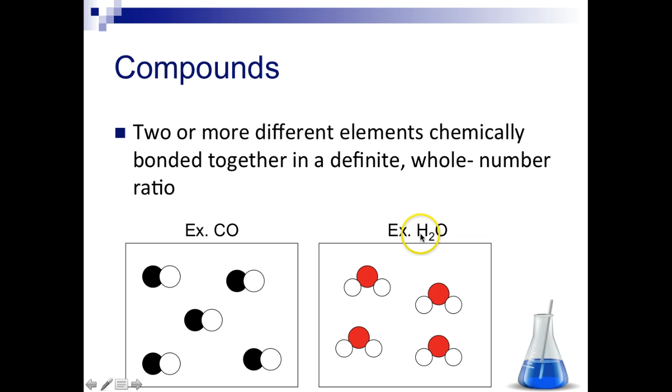Water's different. Water has two hydrogens and one oxygen. Oxygen we normally signify as being red, so the red spheres are all the oxygens, and the white spheres in this picture are the hydrogens. So we have one water molecule here, one water molecule here, one water molecule here, and one water molecule here. These are all pictures of compounds because they're made up of two different elements.